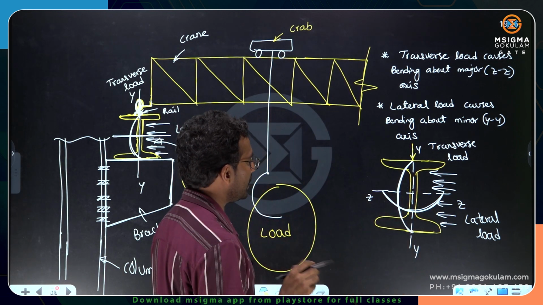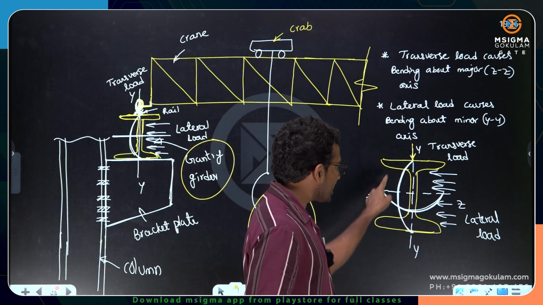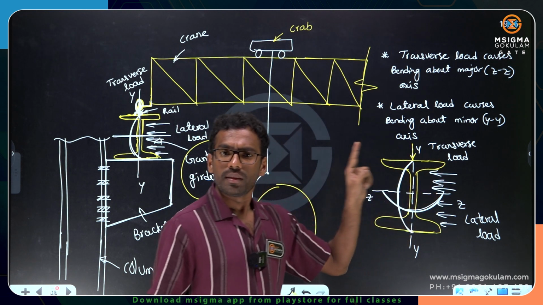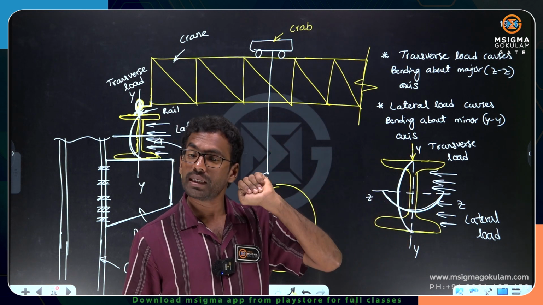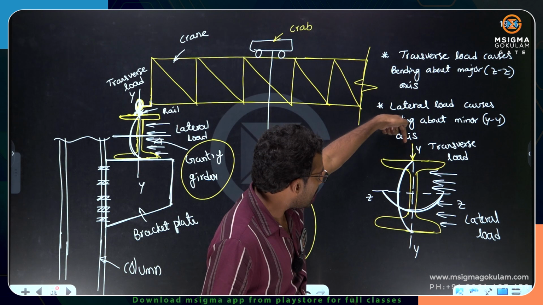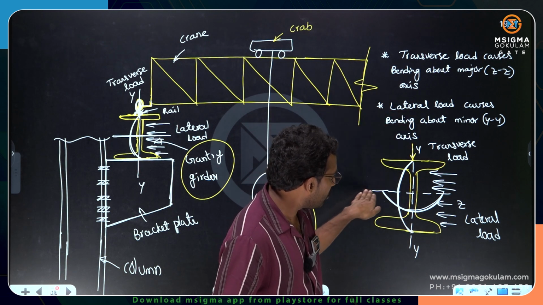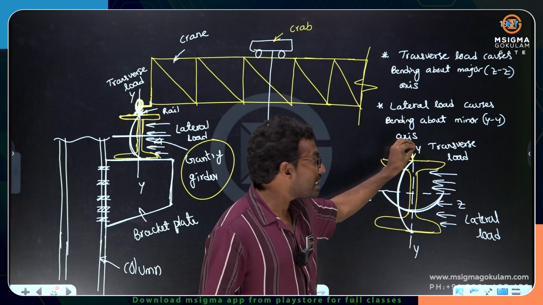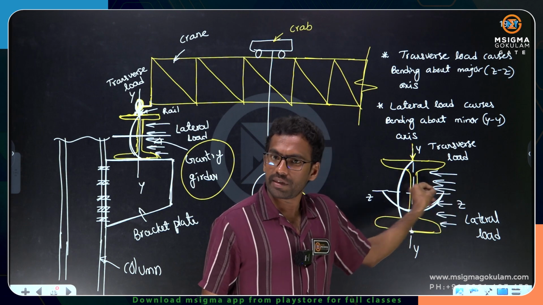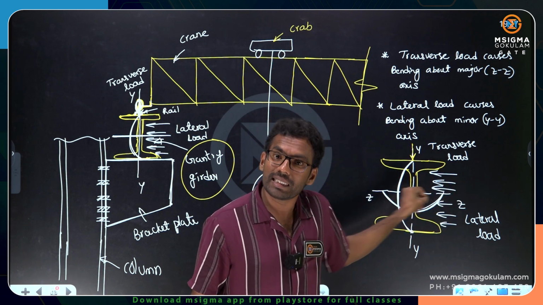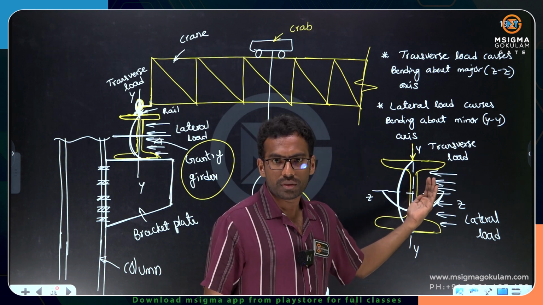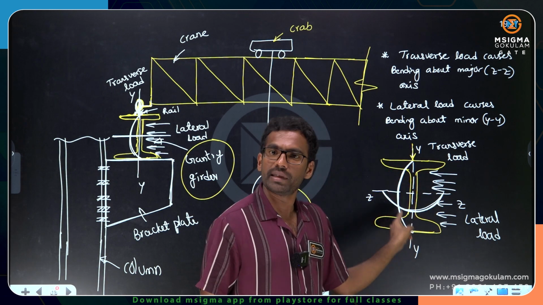Please remember that. That means, whatever the axis it is bending about, if you provide more moment of inertia about that axis, then it is strong about that axis. It can effectively resist that load. What is the meaning of that? Let me repeat the sentence. Transverse load, we know, causes bending about ZZ axis. So, to resist transverse load effectively, the section should have more moment of inertia about ZZ axis. Okay? We have lateral load. Lateral load causes bending about YY axis.